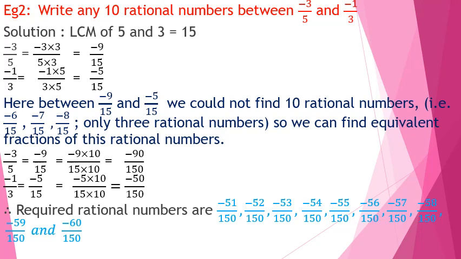Therefore, the required rational numbers are minus 51 upon 150, minus 52 upon 150, minus 53 upon 150, minus 55 upon 150, minus 56 upon 150, minus 57 upon 150, minus 58 upon 150, minus 59 upon 150 and minus 60 upon 150.